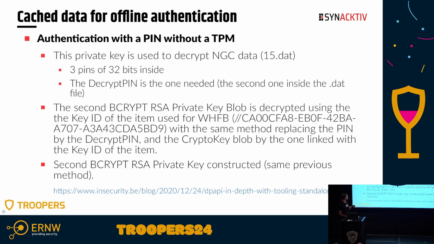And we will use the exact same method to decrypt, to obtain a second RSA private key by using the first crypto blob key, using the name of the item for Windows Hello for Business, which is this one. And we will be replacing the pin with the decrypt pin.